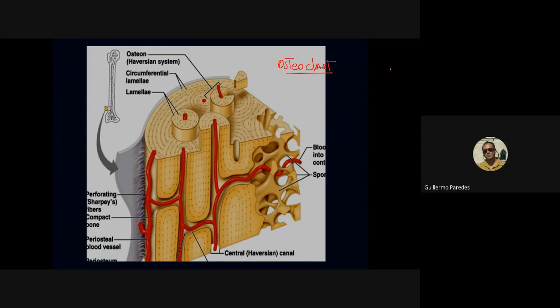Yes. So we have osteoblast, we have osteoclast, and we have the blood here, and here we have the bone. What is happening with the calcium? Osteoblasts are going to move calcium from the blood to the bone, and the osteoclasts move it from the bone to the blood. To simplify. You okay with that? Yes. Okay, perfect.